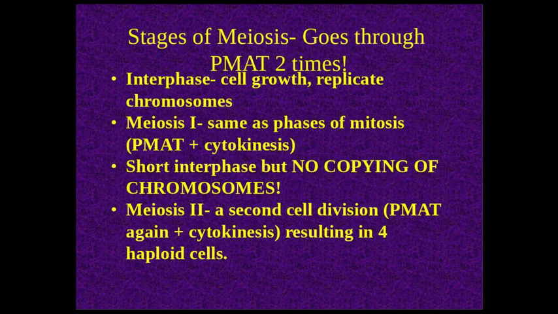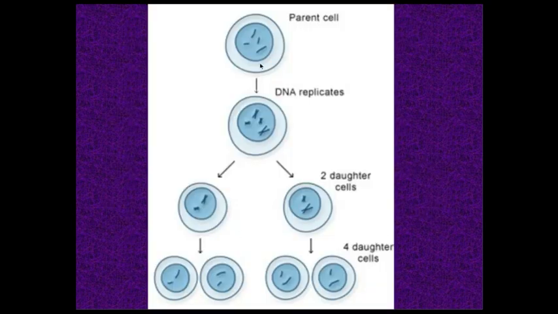But without that second interphase copying the chromosomes, when they divide again, they only have half the number of chromosomes as the original parent cell had. So again, it goes through parent cell, DNA replicates. There's the first PMAT. Then it does an interphase again, and then a second PMAT, all right?